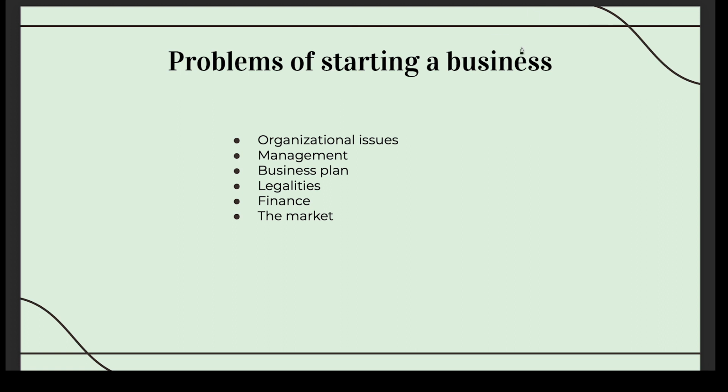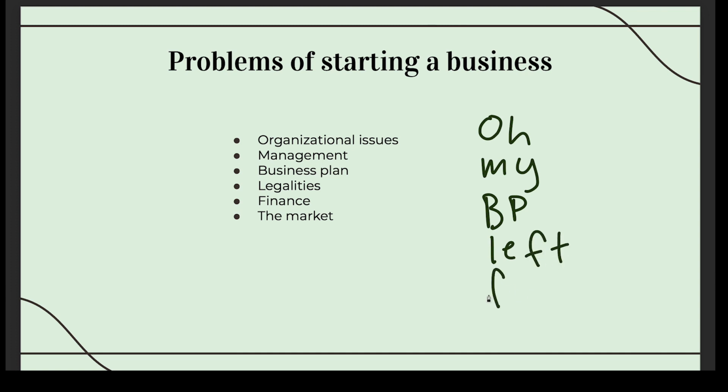Okay, problems of starting a business. Again, there is no one singular right answer, but these are very common, and my friend Aoife and I have come up with an acronym to help you remember this. So we have organizational issues, management, business plan, legalities, finance, and the market. Oh, my business plan left for the market. Very easy to remember. We came up with this while we were studying for our final exams.